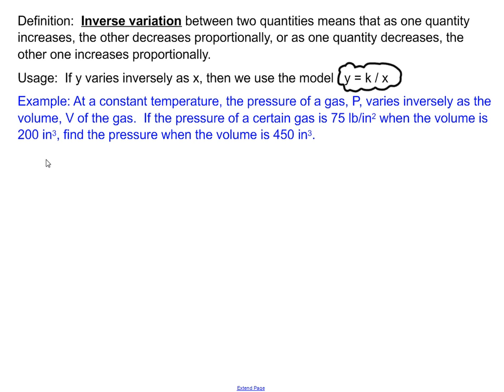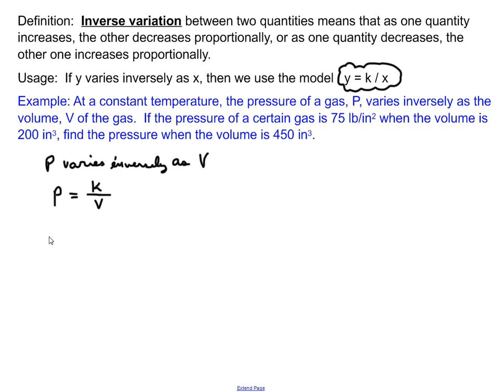Well, how are we going to work this? In our particular situation, we say that pressure, P, varies inversely as volume, V. So if y varies inversely as x, or P varies inversely as V, then we're going to use this model that P is equal to some constant divided by V. Our job really is we're going to start off by finding that constant k by using the given information.